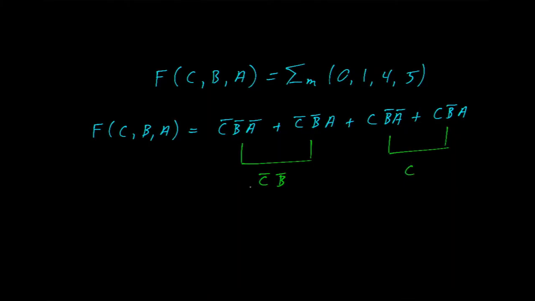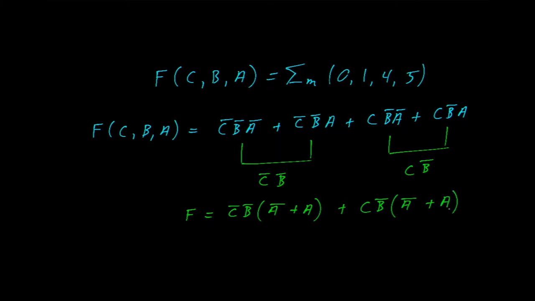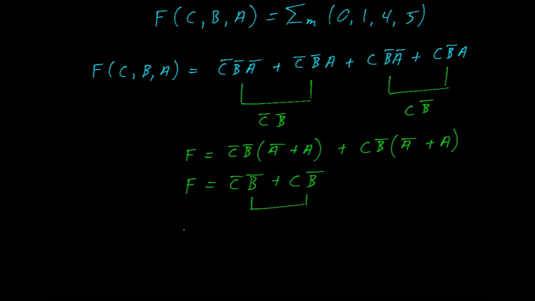You might have noticed that there was a C', B' in these first two terms, and a C, B' in these terms. We can rewrite the equation by factoring out each of these. So if we factor a C', B' out, we're left with A' or A. So that takes care of that term and that term. And if we factor a C, B' out of this, that leaves us with A' or A. So that's this term and this term. Simplifying a bit more, recognize that there's a B' in each of these. Our circuit, when all is said and done, simplifies to B'.